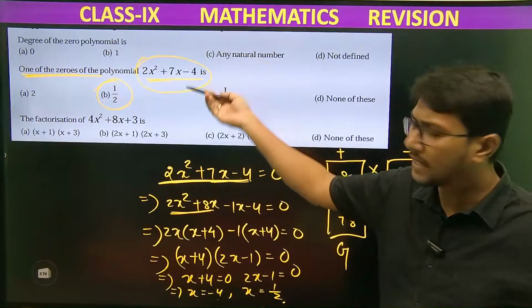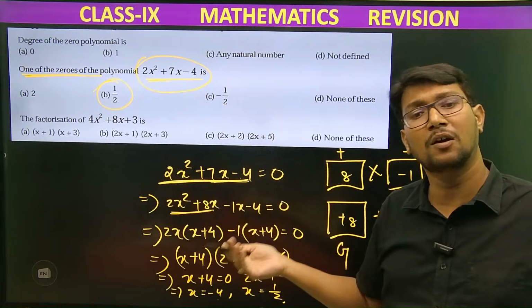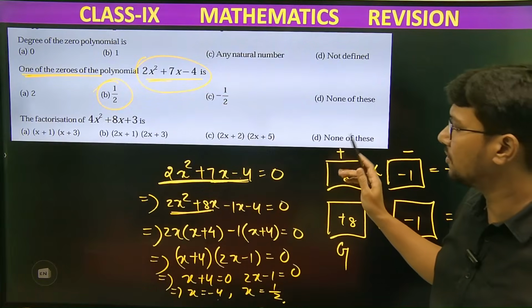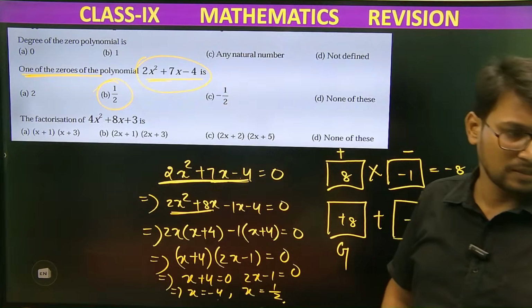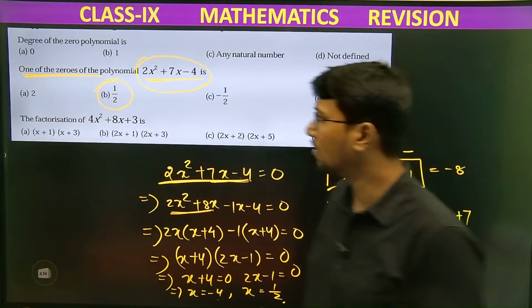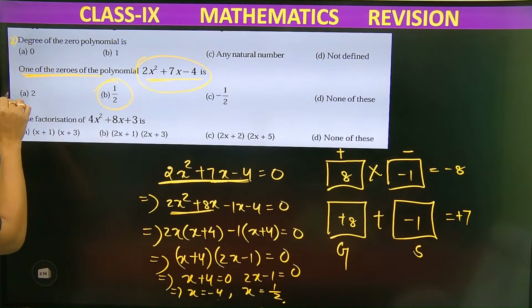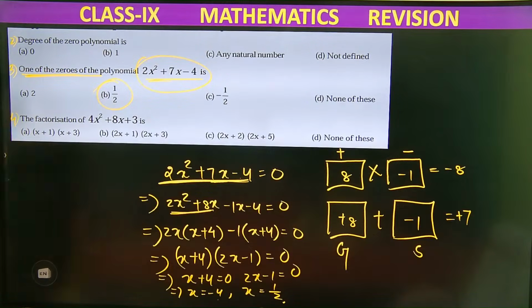It could be a quadratic or cubic or biquadratic, no matter. Always while finding zeros, you have to equate with 0. Done. Okay, let's move to the next question. This is question number 2. This is 3 over 3. Now move to number 4.